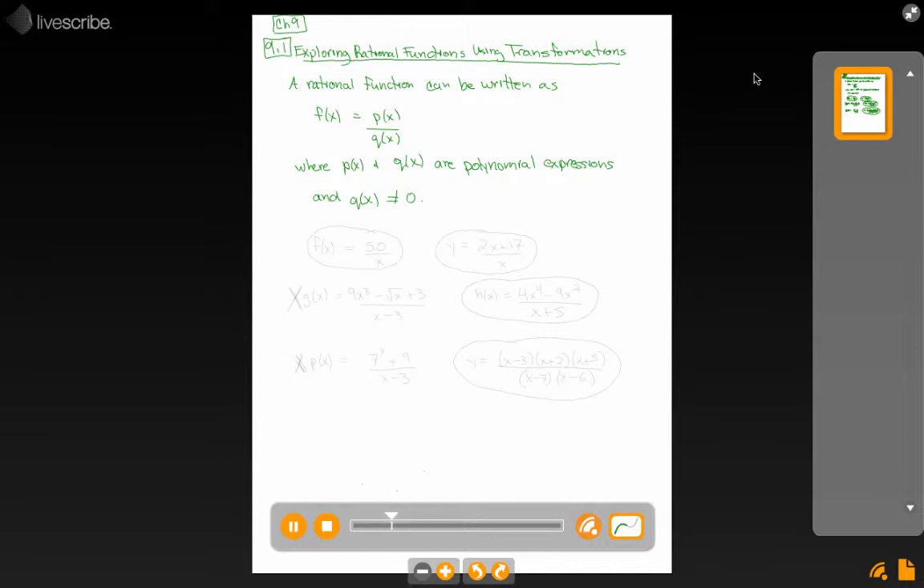So essentially it's our equivalent to a fraction. It's going to look something like a fraction where the numerator and the denominator are both polynomial expressions, and of course you can't divide by 0.